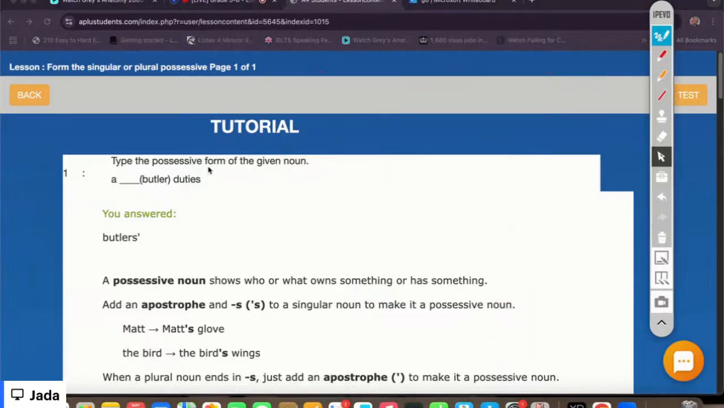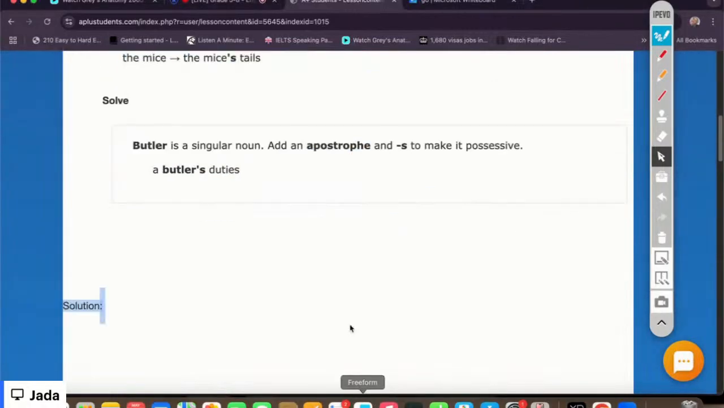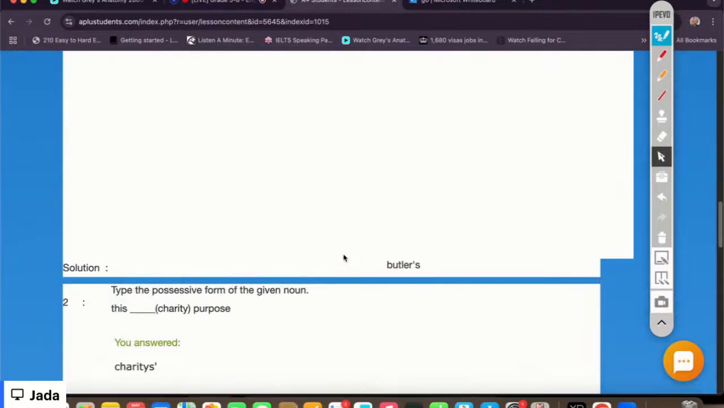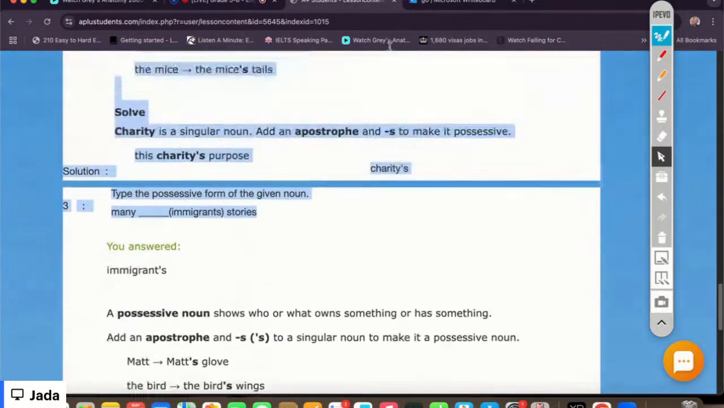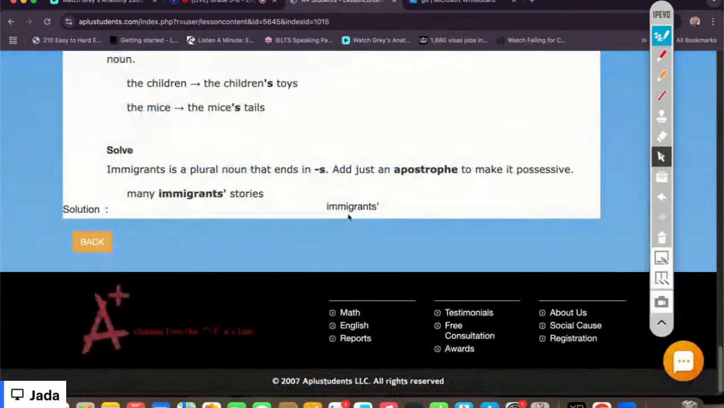So we have type the possessive form of the given noun, a butler duty. So what's that going to be? A what? Butler's duty. So it's a singular noun, so you add your apostrophe and s. Okay. So this charity purpose. So what's that? It's going to be this charity's, like singular noun with apostrophe and s. Many immigrants stories. So immigrants is already with s. So you're going to make it plural possessive and just add apostrophe after the s.